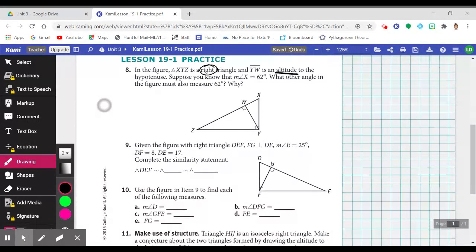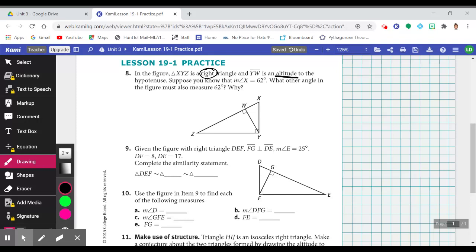So what we're learning in this lesson, and we'll definitely use this in future lessons, is that when an altitude is drawn, which is a segment from a vertex perpendicular to the opposite side, creating a right angle, that altitude divides our original triangle, in this case triangle XYZ, into three similar triangles. And remember, similar triangles are triangles that have corresponding angles congruent. So if we know there are corresponding angles that are congruent, we should be able to find other angles besides X that are 62 degrees.